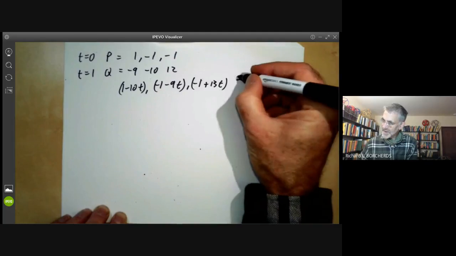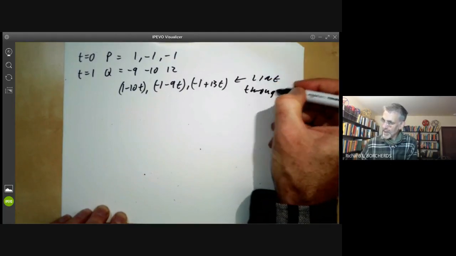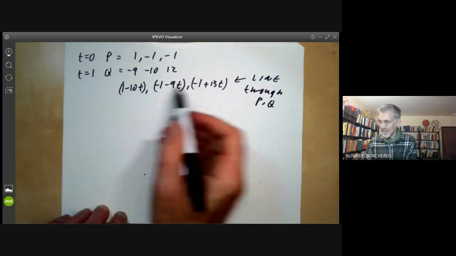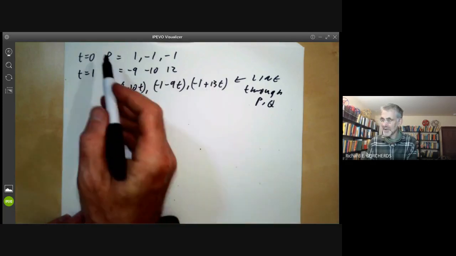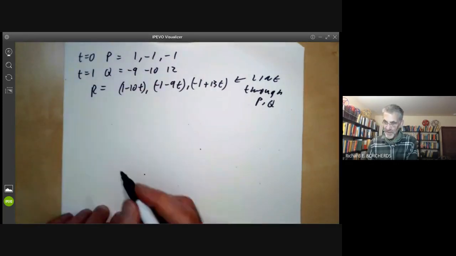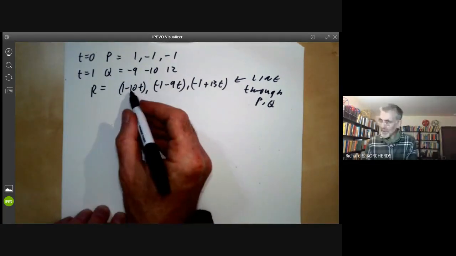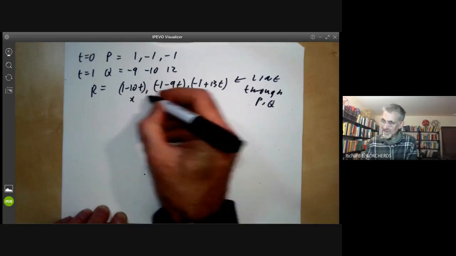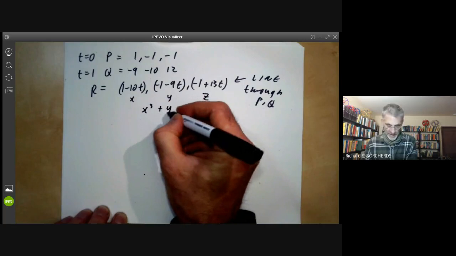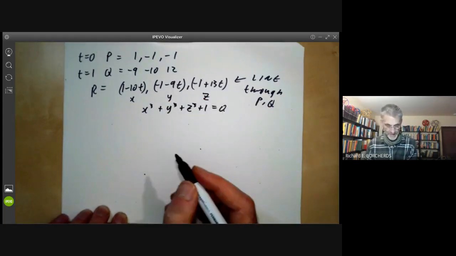So this is a line through P and Q, because you can see it's a line parameterized by t, and it goes through P and Q when t is 0 or 1. So this is going to be our third point R. And now, we want the sum of these three numbers cubed. We want x cubed plus y cubed plus z cubed plus 1 to be equal to 0.